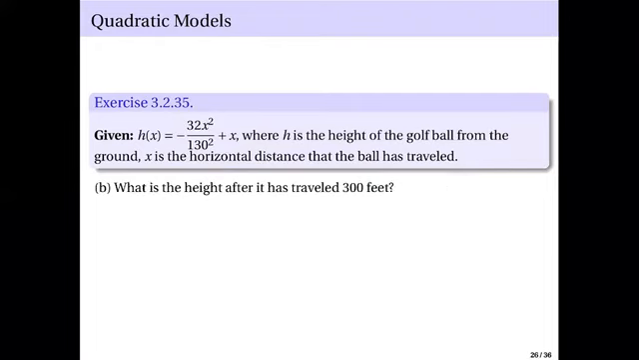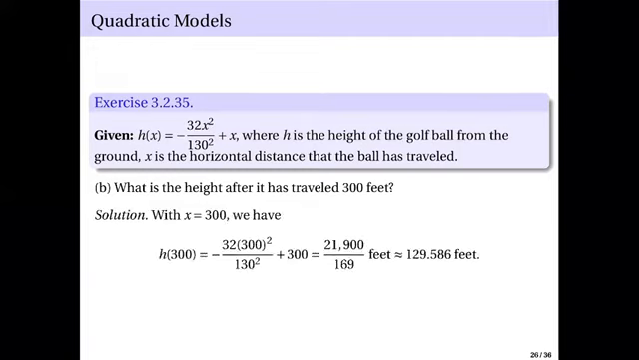For letter B, what is the height after it has traveled 300 feet? Similar solution, all we need to do is to change x equals 300. And if we do that, we'll get 129.586 feet. Questions so far?